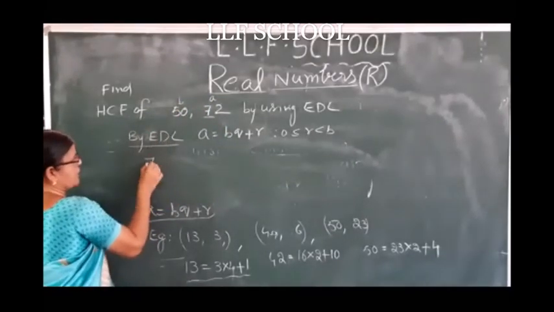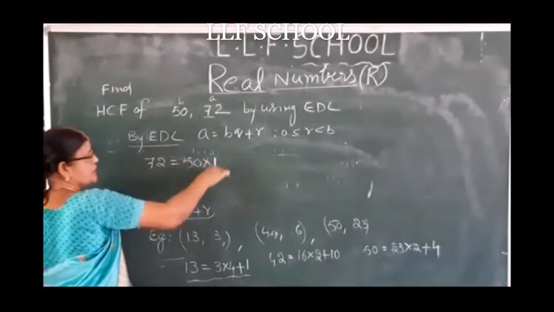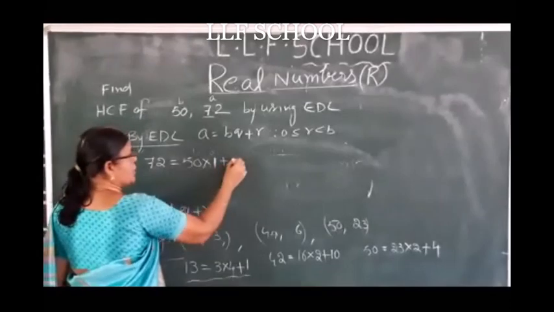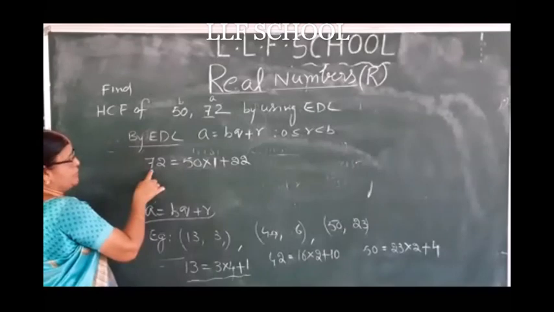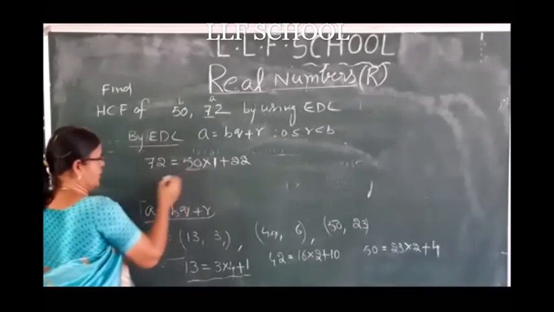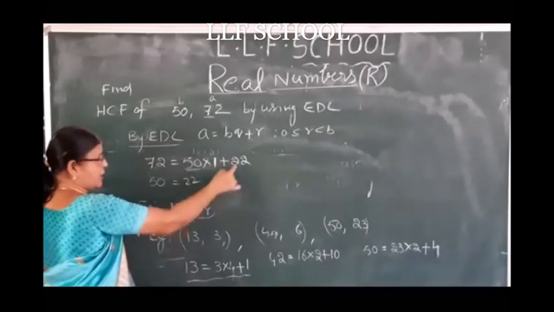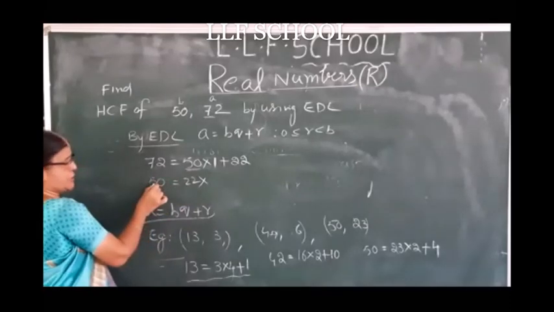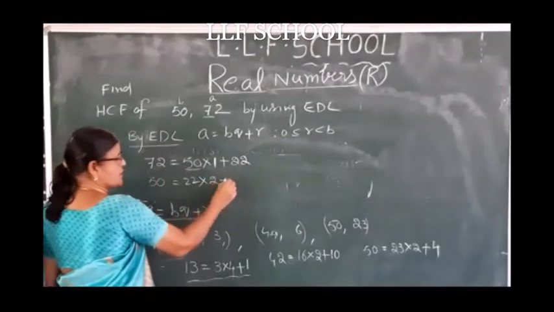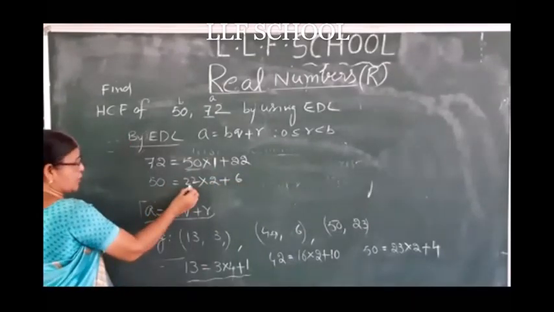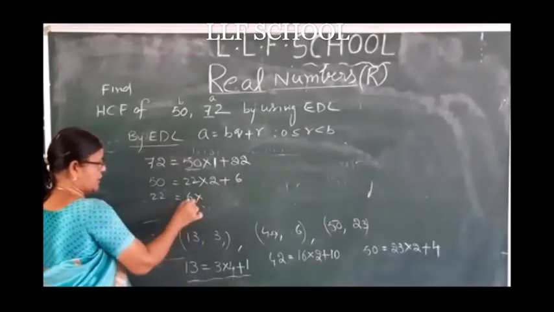B is 50. 72 is equal to 50 into 1, since 50 divides this just one time. So the balance is 22. So 72 is 50 plus 22. Next take this B, 50. Divide with the remainder, taking the remainder as divisor here. So 22 divides this 50 how many times? 22 twos are 44. Balance is 6. Now take 22. 22 also divide with remainder 6. 6 divides how many times?